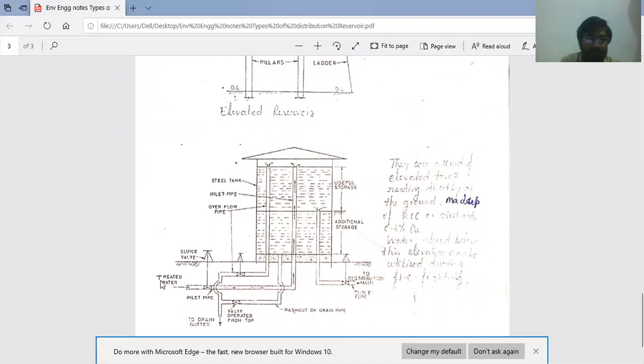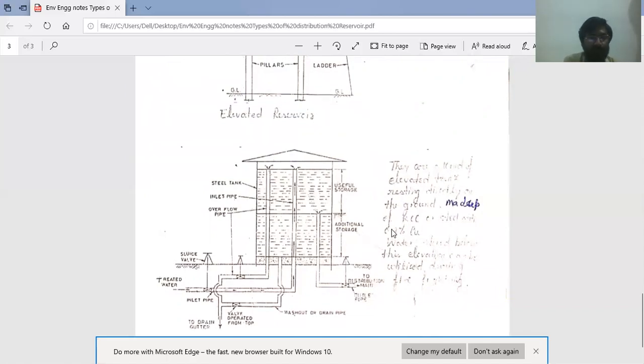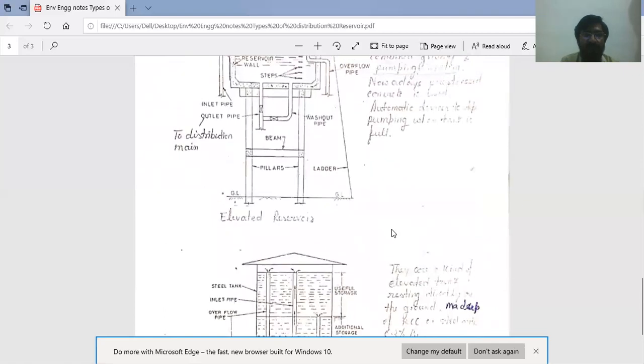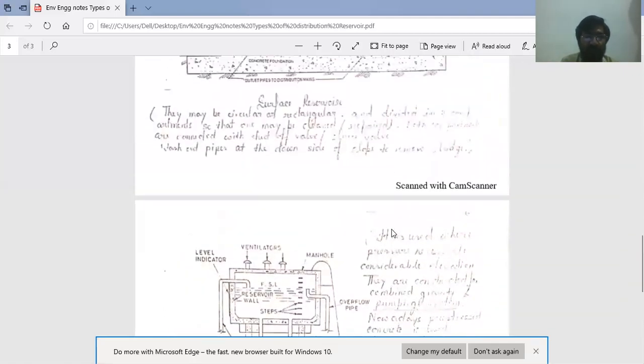This is the water from treatment plant. This is inlet pipe. This is wall of tank. This is useful storage. Upper portion is useful storage. This is the additional storage. It supports the above portion, creates a high head and is used in case of emergency or firefighting. This is the overflow pipe, washout pipe for removing the sludge. This is the standpipe. So storage reservoirs are three types, basically surface reservoir, elevated reservoir, and standpipe.